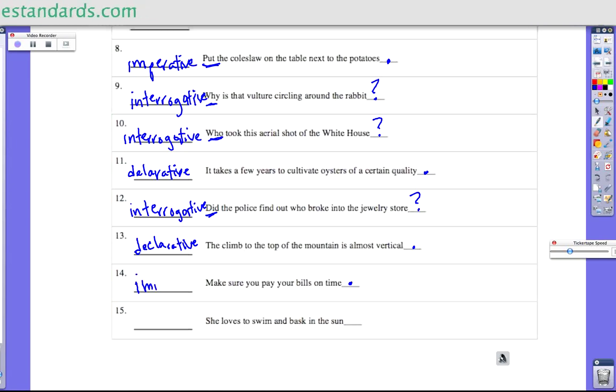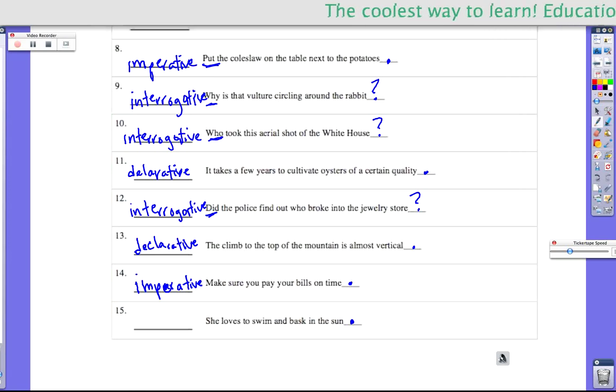Oops, no, I spelled that one wrong. Not doing too well on my spelling here today. Okay, she loves to swim and bask in the sun. That's just a simple statement. And hey, we don't have any exclamatories on this part. So that's another declarative.